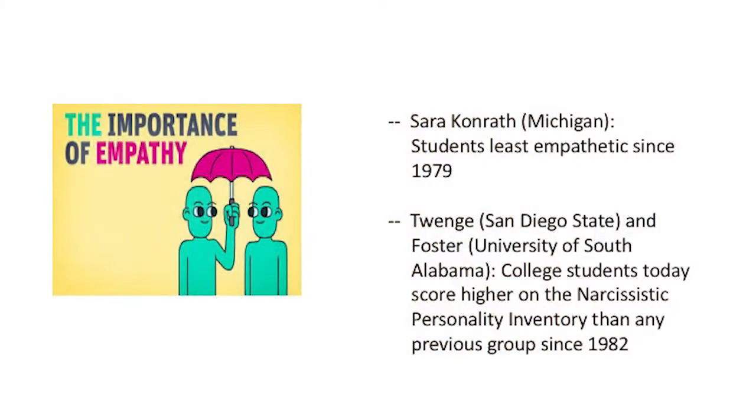And then even more interesting to me, anyway, is Jean Twenge at San Diego State and Foster at the University of South Alabama. I can't remember his first name. But they've been giving the Narcissistic Personality Inventory to college freshmen at various places throughout the country, not just one university, since 1982. And every year, the average level of narcissism among incoming college freshmen has risen since 1982, virtually. There may have been a year or two that was off. But the trend is just like that.